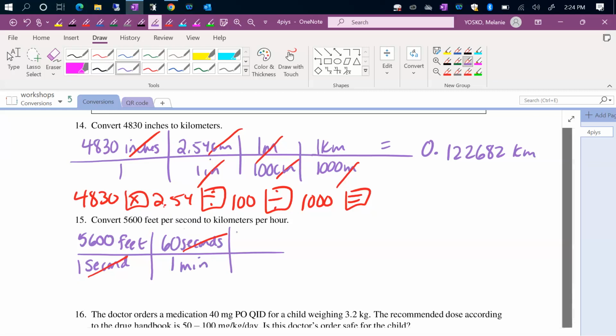Now I'm at feet per minute, right? Now I need to go from minutes to hours. 1 minute in the numerator, 60 minutes, and then 1 hour in the denominator. What are the units right now? Feet per hour. Okay, so hour's good, right? Now let's work with the unit in the numerator. We need to change feet to kilometers, going back to the metric system.